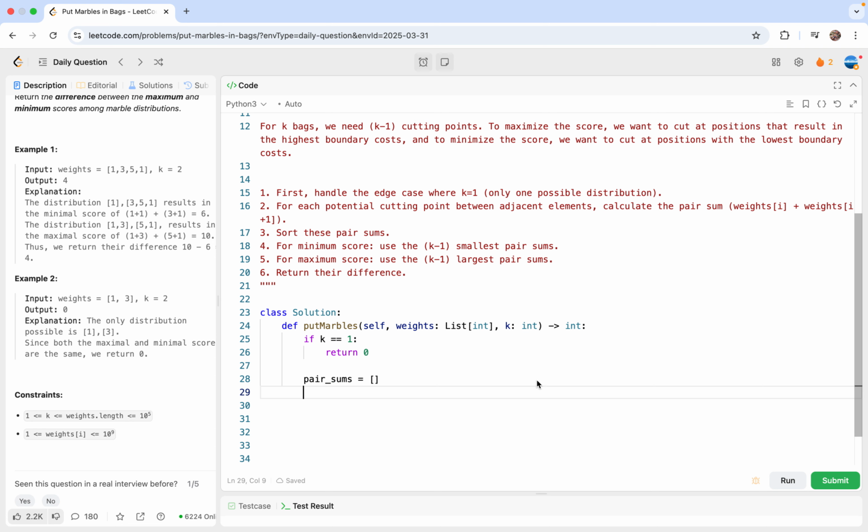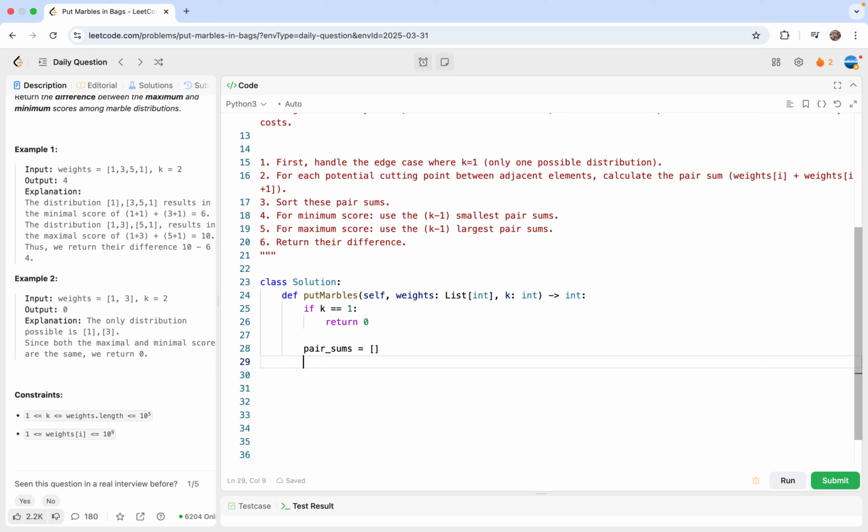So basically, we need to have k minus 1 positions, right? But if the weights have length n, then we will have n minus 1 positions of cards. But we can have all those cards. We can get all the n minus 1 pair sums, and then we do sorting.